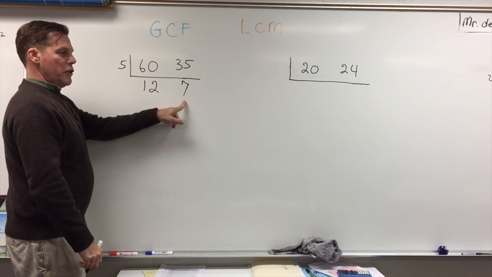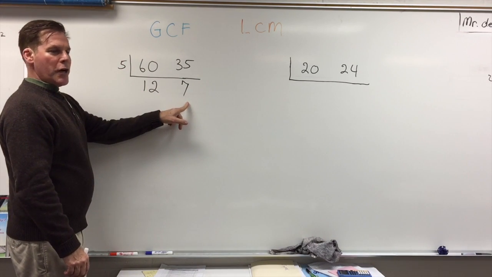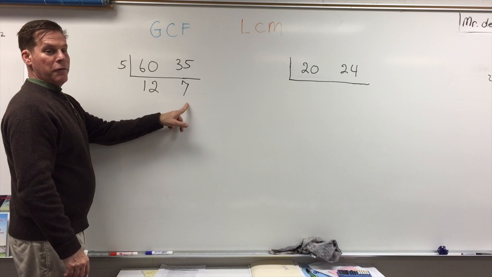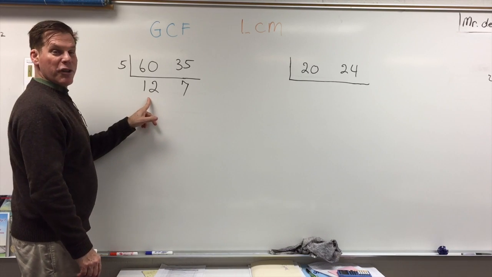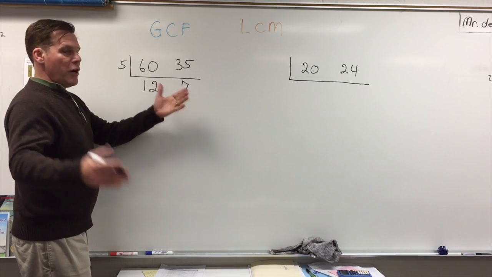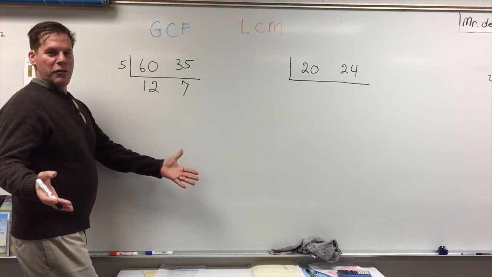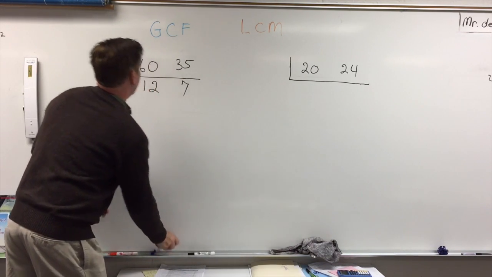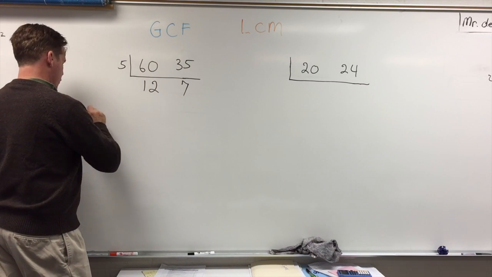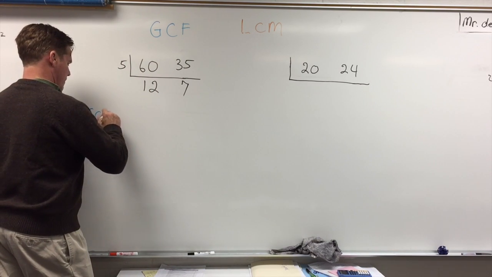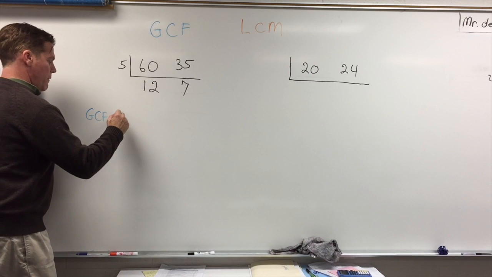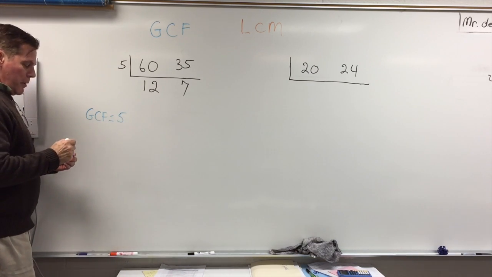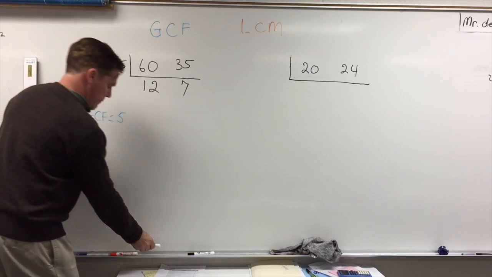Now, we're going to go ahead and look here. Not divisible by 2, not divisible by 3, not divisible by 4, or the next prime number is 7. We're done. That's it. That's the most we can do. So, for this one, our greatest common factor is only 5. That's the greatest common factor that they have.